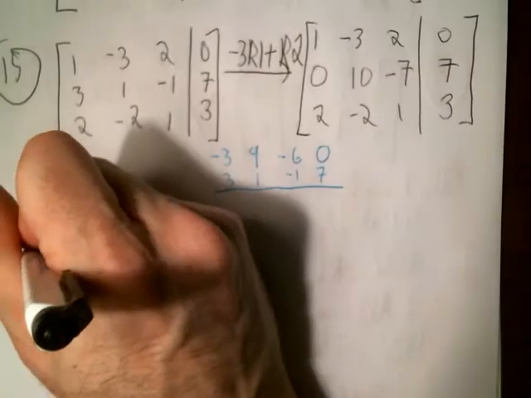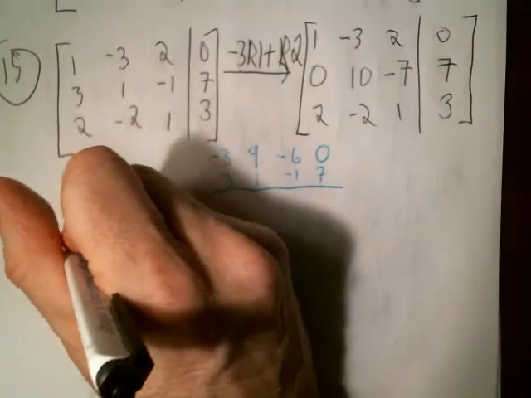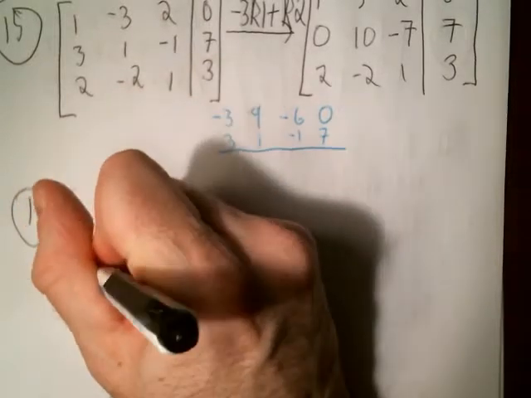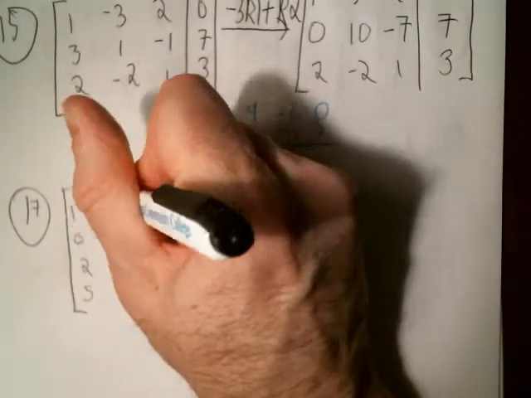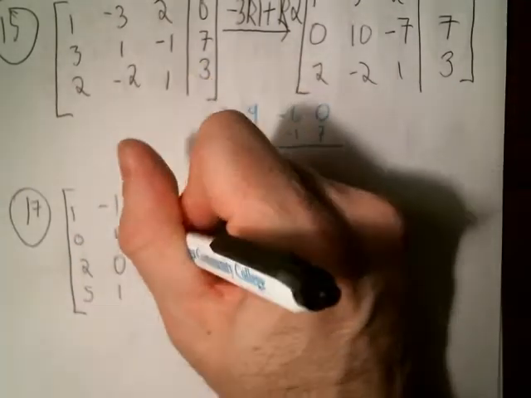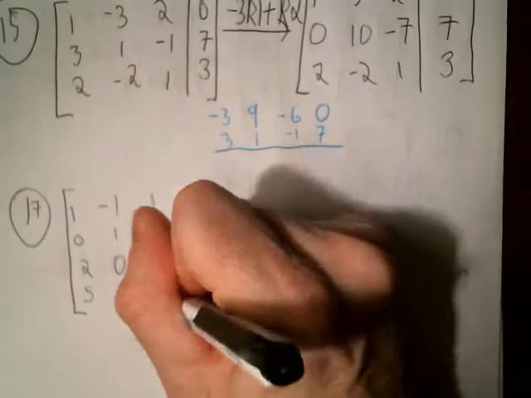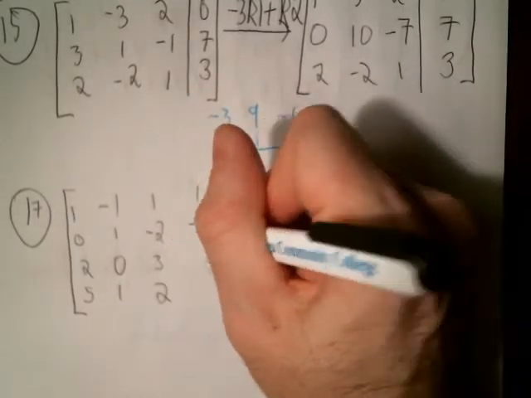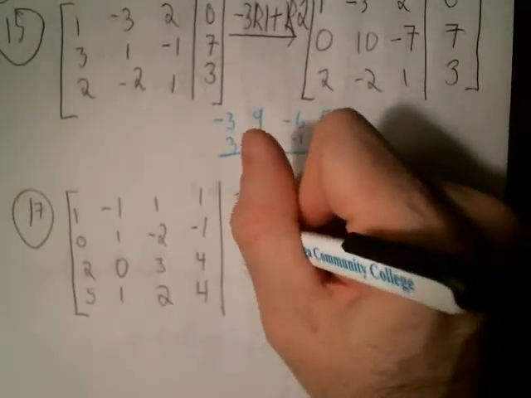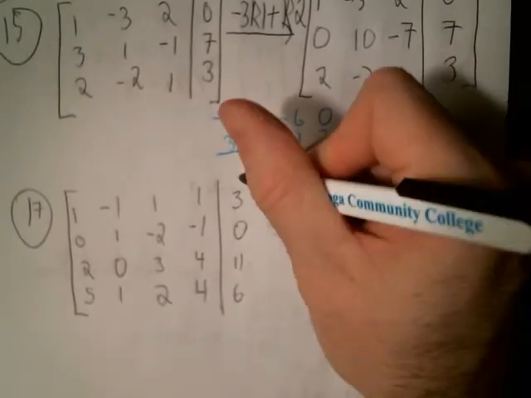Okay. Let's try another one. Here's number 17. Okay. 1, 0, 2, 5. -1, 1, 0, 1, 1, -2, 3, 2, 1, -1, 4, 4, and then finally 3, 0, 11, 6.